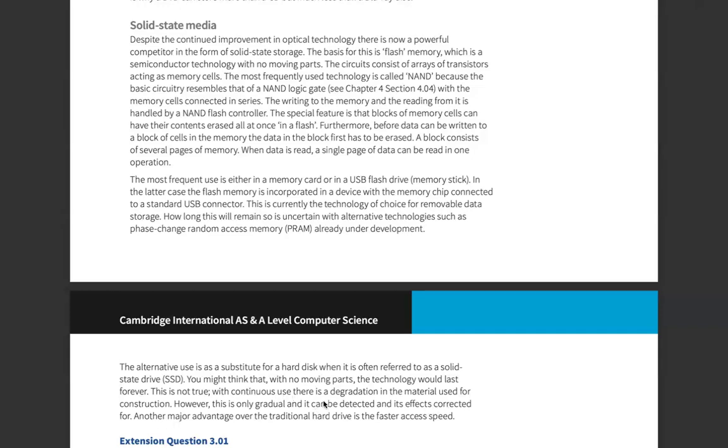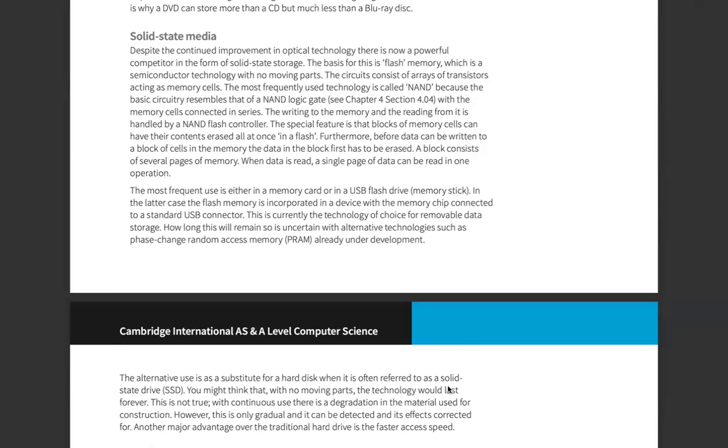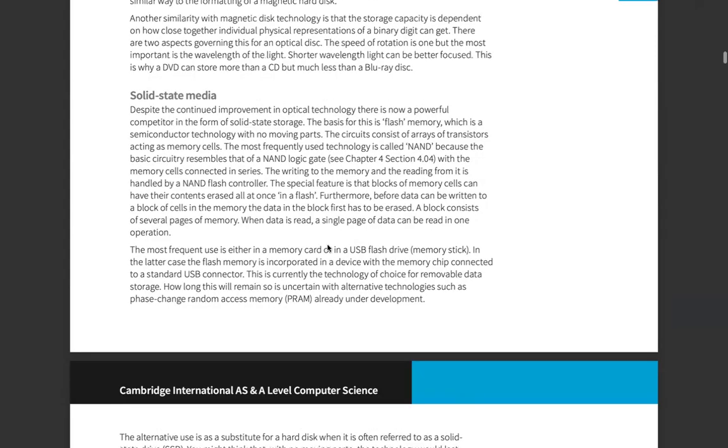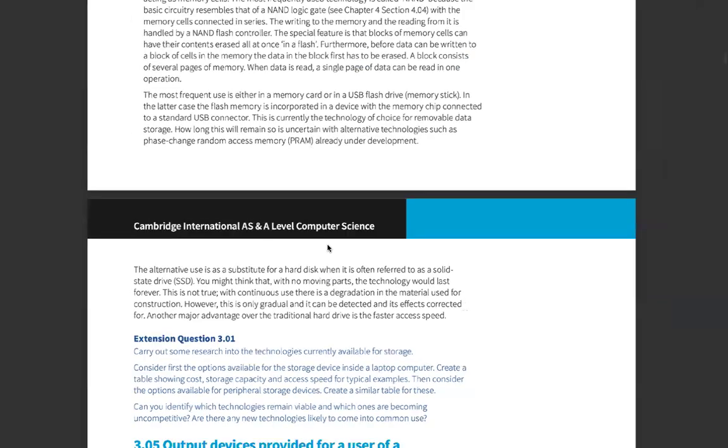Another major advantage over the traditional hard drive is the faster access speed as well. මේක තව එක හේතුවක් faster access speed. ඒ කියන්නේ ඉක්මනට අපිට copy paste කරන්න පුළුවන් read and write දෙකම කරන්න පුළුවන් through this. That's also very important. Okay, read the solid state drive part as well. Sure, teacher.